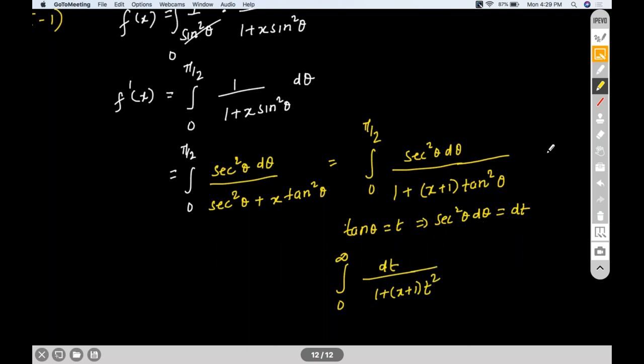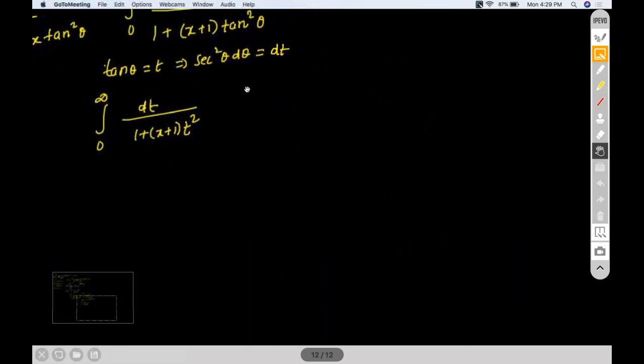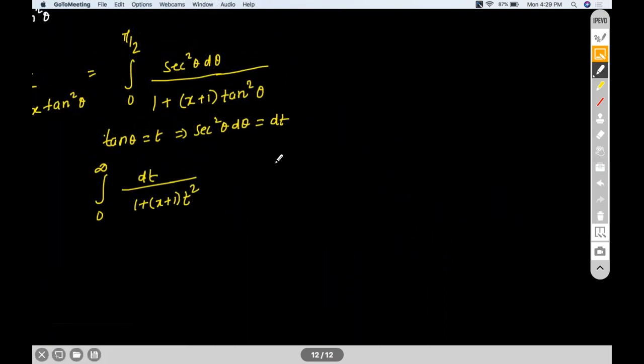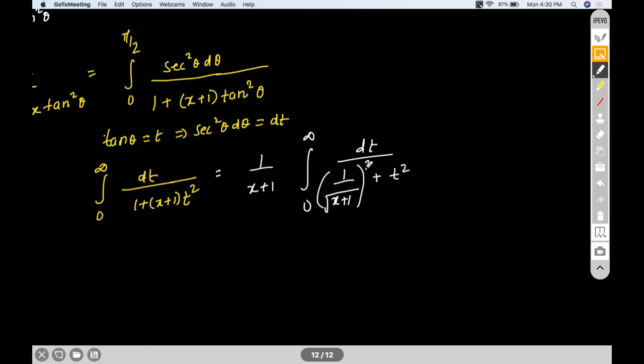Guys, remember here, x will behave just like a constant because integration is happening with respect to t. Right? So pull out (x + 1), so it becomes 0 to infinity dt by (1/(x + 1) + t²). You can write this as under root square. Okay, so we all know it's an a² + t² form, which is a standard integral. So that will give you 1 by a, 1 by a means under root of (x + 1), tan inverse of t by a.